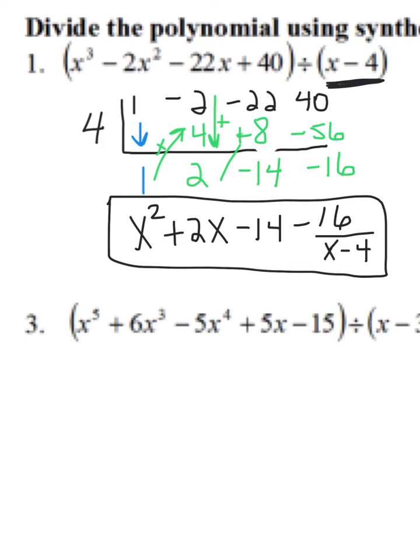As you can see, the synthetic form for dividing doesn't take up as much space as the long division, but you can only use it if you have this type of divisor right here with x by itself and then a plus or minus some number. That's the only way you can use synthetic division. Let's do one more example.